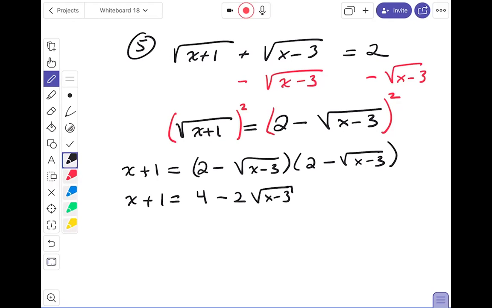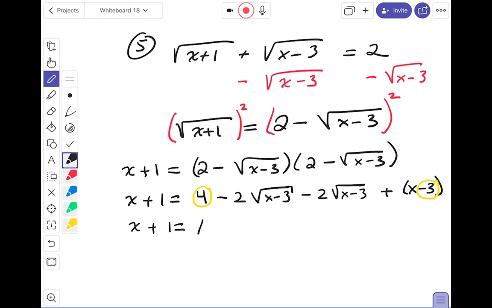2 times 2 is 4, minus 2 root x minus 3. I'm using the distributive property of multiplication. Minus 2 root x minus 3, and then plus x minus 3. Yeah, looks complicated. X plus 1. Let's see. I'm seeing things. I want to tell you what I'm seeing. I'm seeing the 4, and I'm seeing minus 3. That would give me 1.